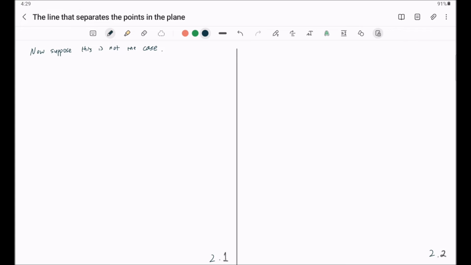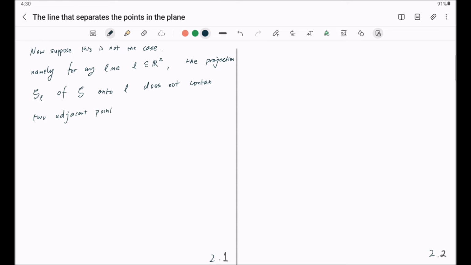Now suppose this is not the case, namely, for any line L in R2, the projection S sub L of S onto L does not contain two adjacent points x, y with distance greater or equal to 2 delta.